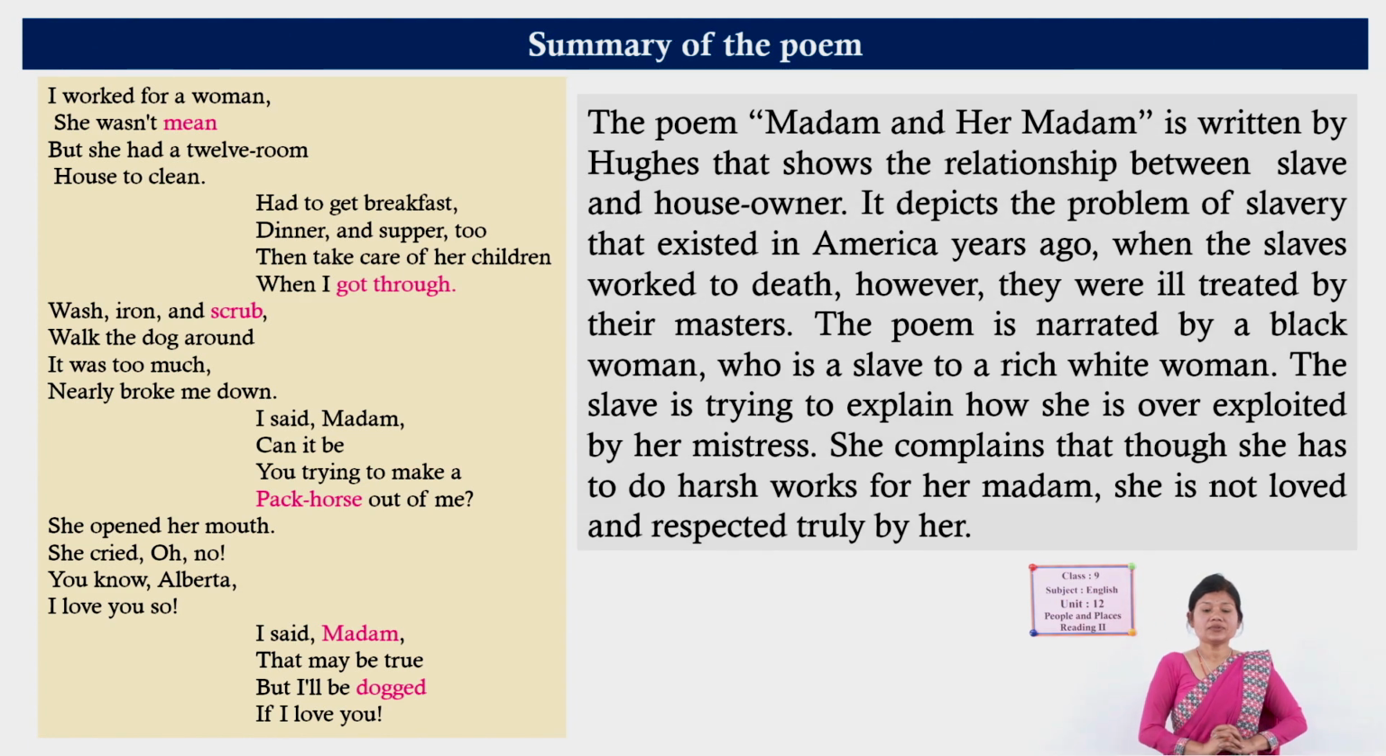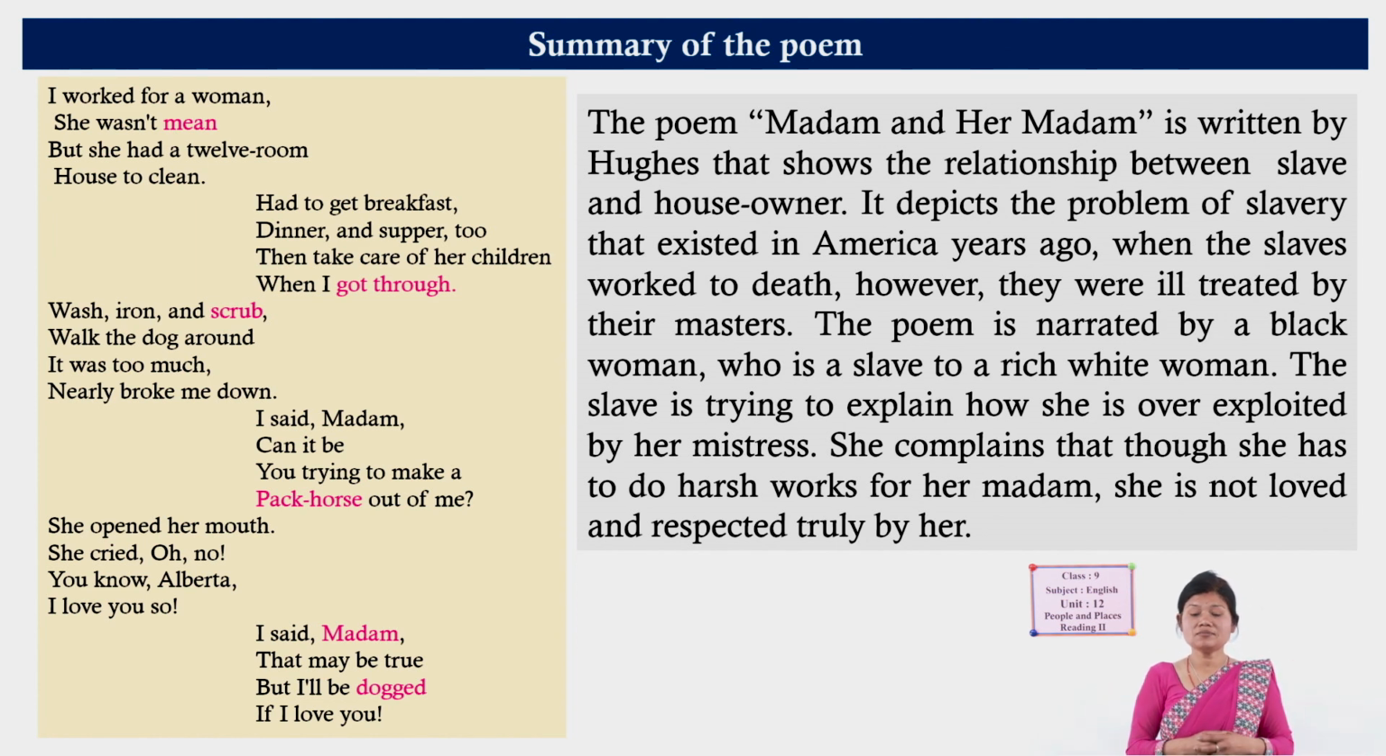Let me read for you. The poem Madam and Her Madam is written by Langston Hughes. That shows the relationship between slave and house owner, isn't it, dear students? How is the relationship between a house owner and a servant? It depicts, that means shows, the problem of slavery. It is not only about that one house; it represents a big problem of slavery that existed in America years ago.